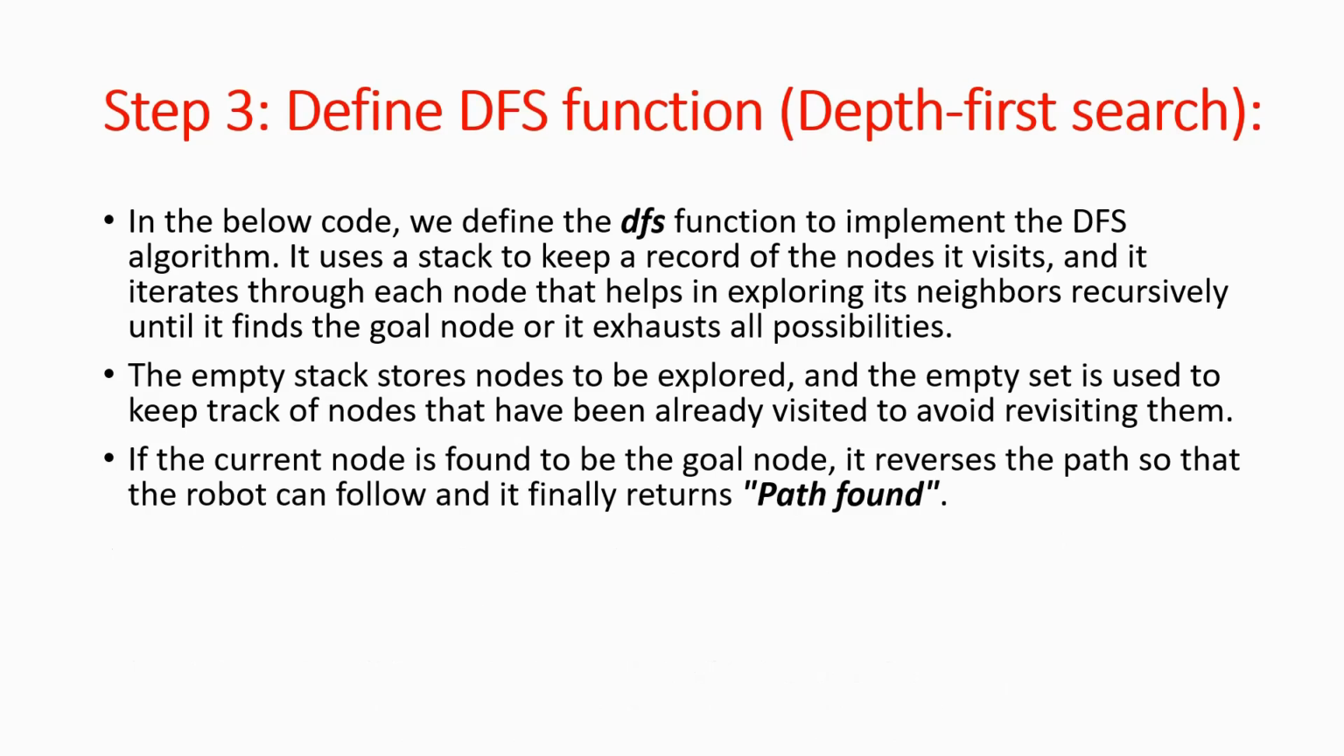If the current node is found to be the goal node, it reverses the path so that the robot can follow, and it finally returns the path found. So here we consider the goal check and path reversal. If the current node being explored is found to be the goal node, (0, 5), it means a path has been successfully discovered. The path is then reversed, we backtrack from the goal to the start, to provide the sequence of steps the robot should follow. The function then returns the path found.